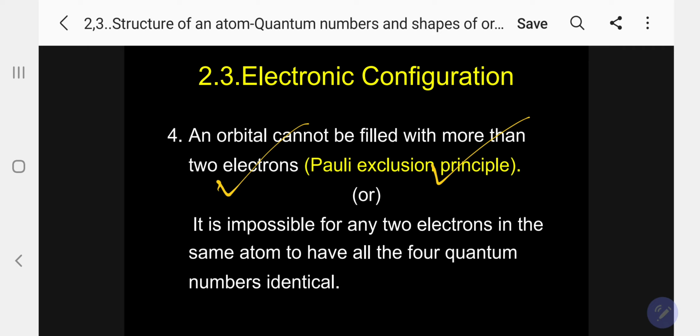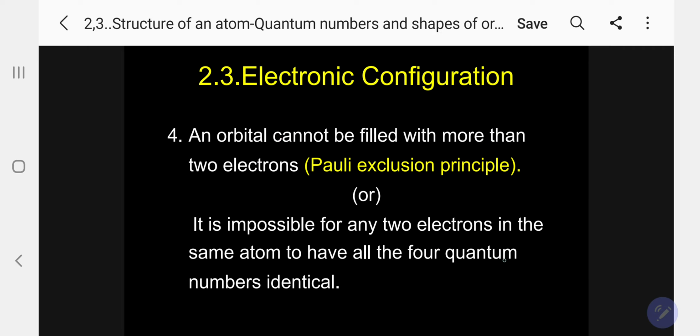Or another definition I can give for the Pauli exclusion principle: it is impossible for 2 electrons in the same atom to have all the 4 quantum numbers identical. What are all the 4 quantum numbers? n, l, m, s. All the 4 quantum numbers need not be identical for any 2 electrons. How can I prove this?